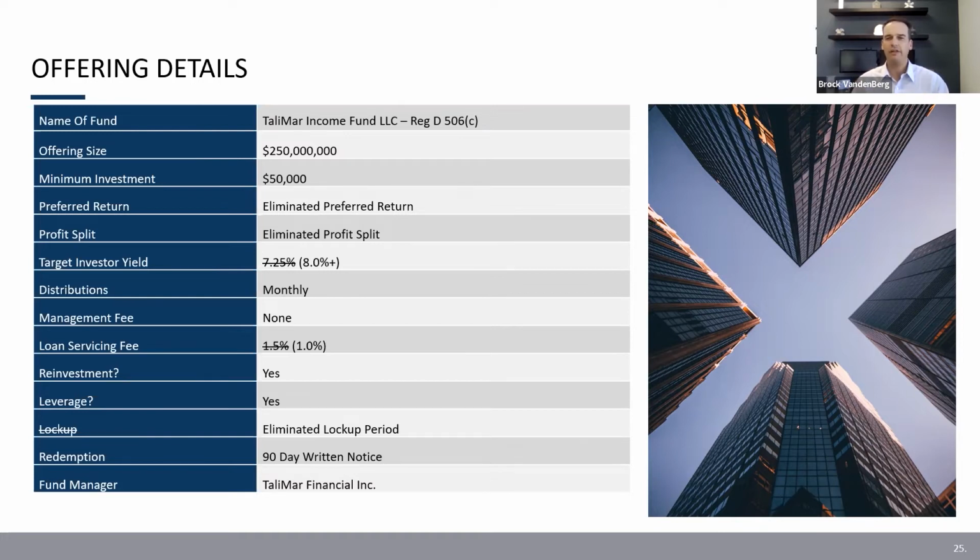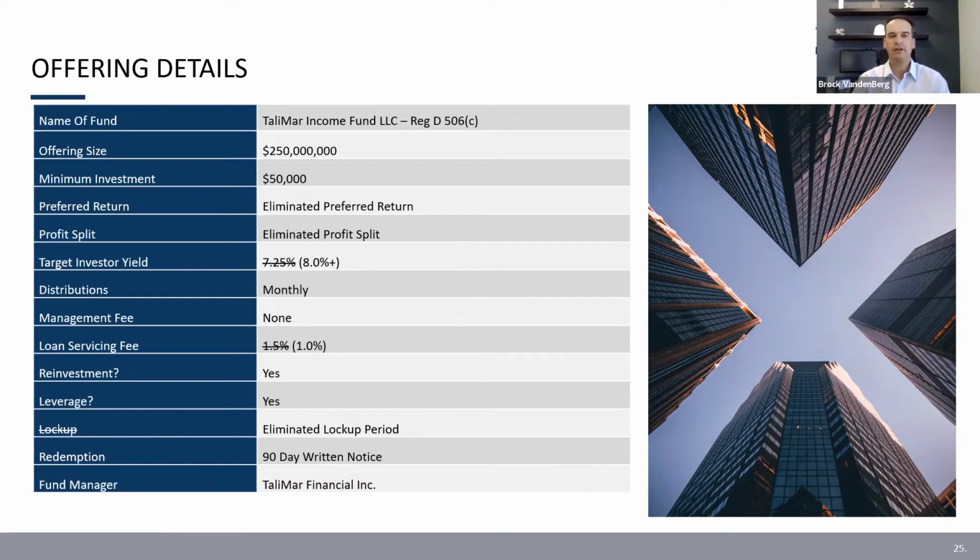And that invests in roughly 40 loans as of today. Now, originally we structured the fund to have a preferred return and profit split. However, with the recent increase in rates, we've gone ahead and eliminated that structure and essentially have created a structure in which investors will earn the weighted average coupon of the mortgage fund less a 1% servicing fee.